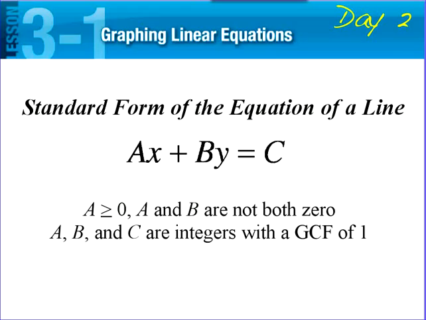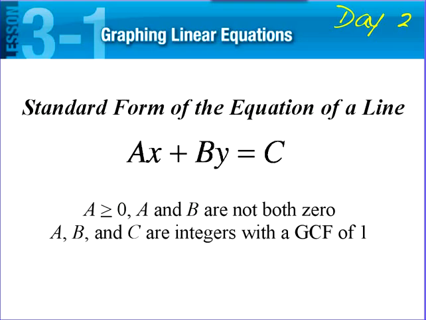Okay, so today, let's review a little bit from yesterday. First of all, the standard form of the equation of a line: AX plus BY equals C. Remember, A has to be greater than or equal to 0. So in other words, what does A have to be? Positive. Yep. A and B are not both 0.